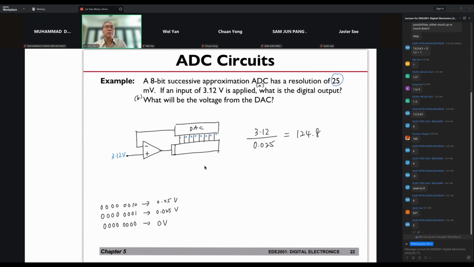Now the question comes: you want to convert from analog to digital. Will it be 124.8? Guys, think. What will happen? Will there be any rounding or truncation that happens here for this particular ADC? It will be truncated to what number?